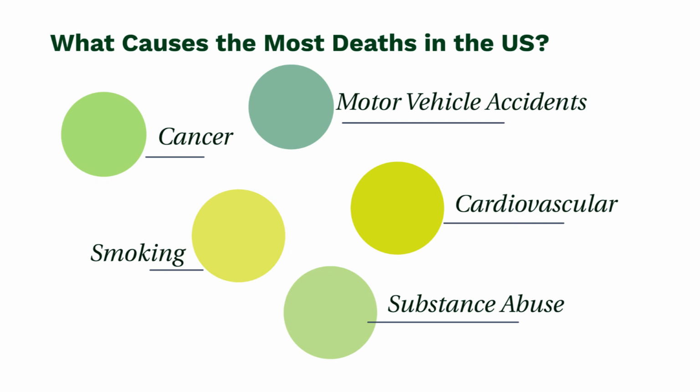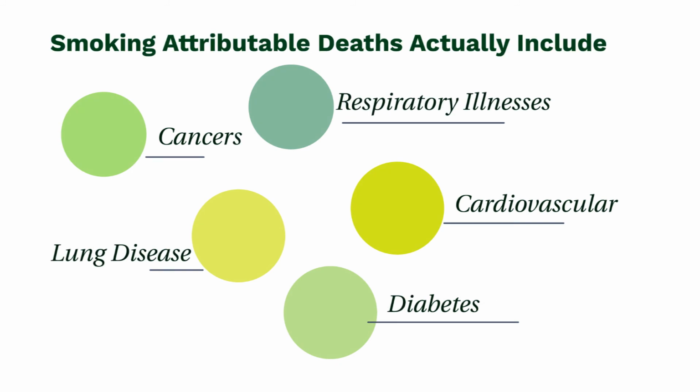So what causes the most deaths in the United States? Is it cancer? Is it smoking? Is it motor vehicle accidents? Are they cardiovascular in nature? Or substance abuse? It turns out that smoking attributable deaths can actually include respiratory illness, cardiovascular disease, diabetes, lung disease, cancers, and other comorbidities.